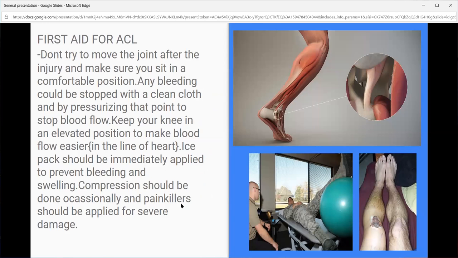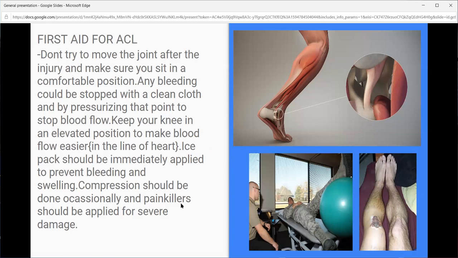Don't try to move the joint after the injury and make sure you sit in a comfortable position. It says to make sure you're in a comfortable position because you don't want to keep changing your positions all the time. Any bleeding could be stopped with a clean cloth and by pressurizing that point to stop blood flow. So basically, compression and bleeding.